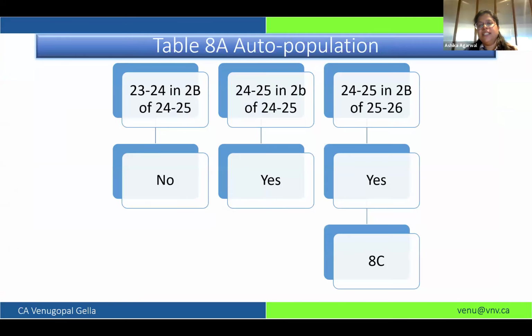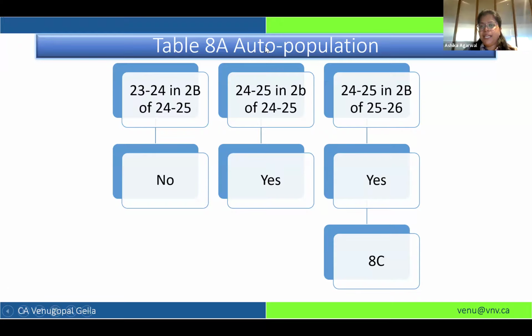So let us first understand how they are going to auto-populate table 8A. Now, in our 24-25 2B, those who have filed belatedly or reported invoices belatedly in 24-25 will get auto-populated in 2B of 24-25. 2B is based on the filing period, so it will also consist of 23-24 if anybody has done delayed reporting.